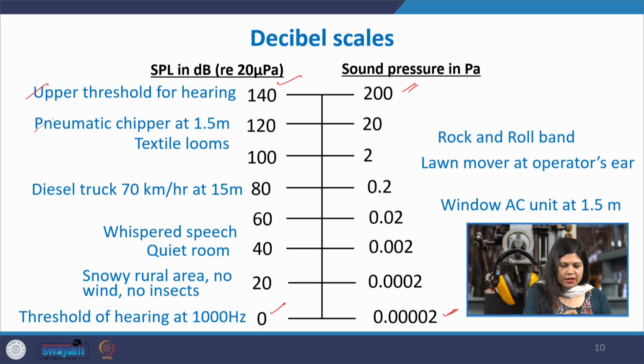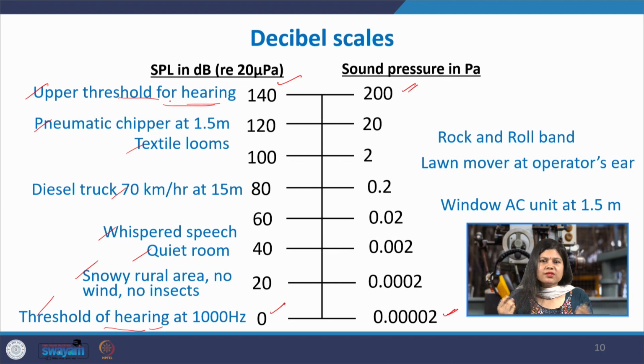This shows some typical decibel levels of machineries and sources found in daily life. This is the threshold of hearing, and this is the upper threshold beyond which there is permanent damage to the ear. Then things like pneumatic chipper, very heavy noise, textile looms also producing very heavy noise, then diesel trucks and large vehicles stand here, speech stands here, quiet room over here, and then an extremely quiet snowy rural area, no wind, no insects, nothing, almost eerie silence, can be up to here.